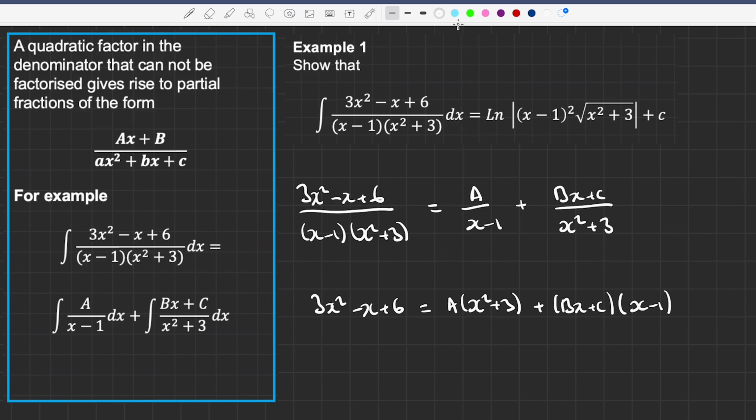Okay, so now we need to find the values of a, b, and c. So the first thing we can do is let this bracket equal 0. So we'll say let x equal 1. So this becomes 3 minus 1 plus 6, which is 8. And that is equal to 1 squared plus 3, so 4a. So therefore, a is equal to 2. But now to work out b and c, we need to equate coefficients.